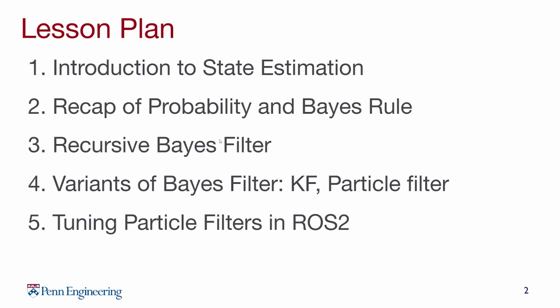Part 1 will be an introduction to state estimation, and part 2 will be a recap of some concepts in probability, like the law of total probability and Bayes rule. Part 3 will be the introduction of the recursive Bayes filter, and part 4 will be some variants of Bayes filter, like the Kalman filter family and the particle filter. In part 5, we will introduce how to tune some parameters for the particle filter we actually use in ROS2.